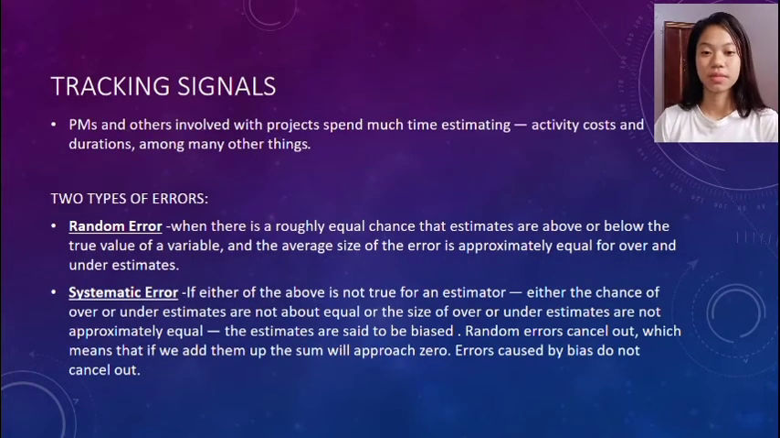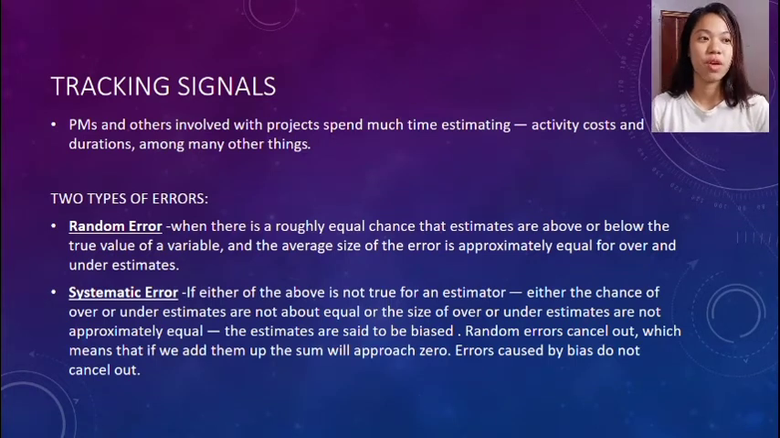Tracking signals. PMs and others involved with projects spend much time estimating activity costs and durations, among many other things. There are two types of error in those estimates. First, there is random error. Errors are random when there is a roughly equal chance that estimates are above or below the true value of a variable, and the average size of the error is approximately equal for over and under estimates.